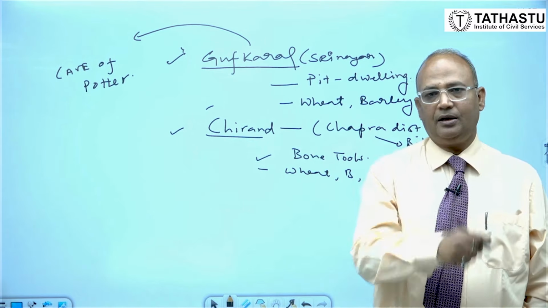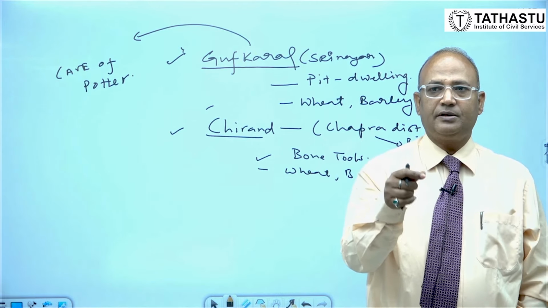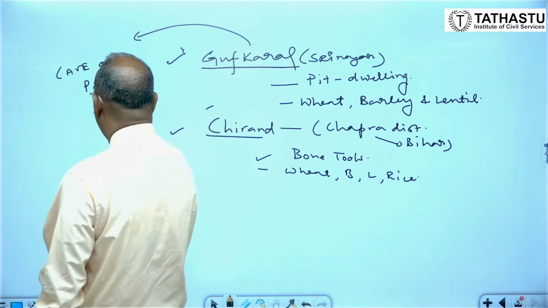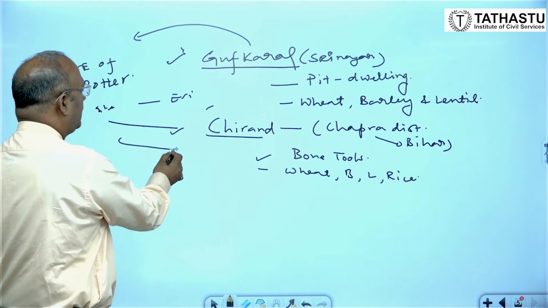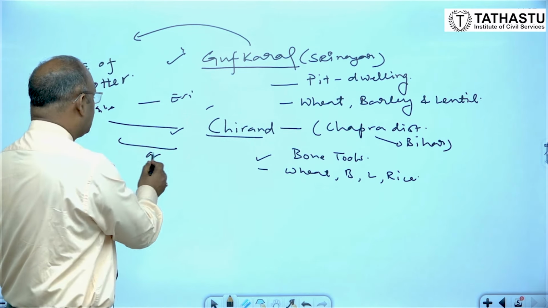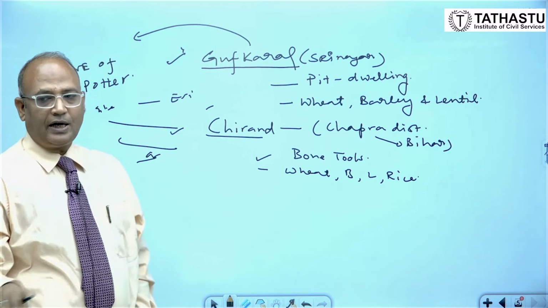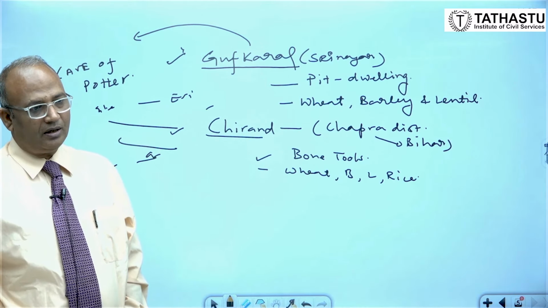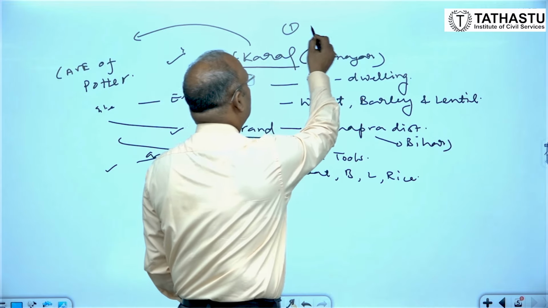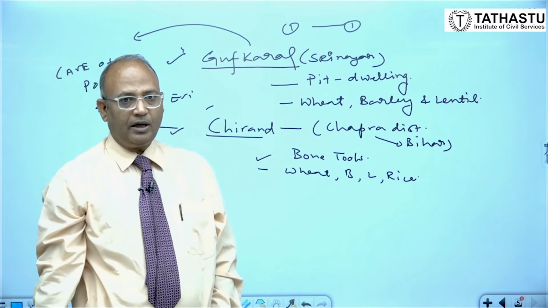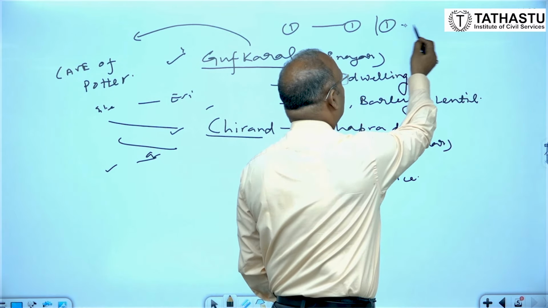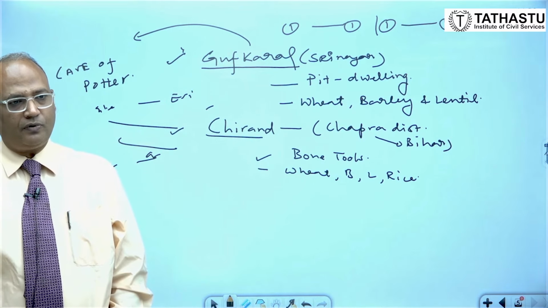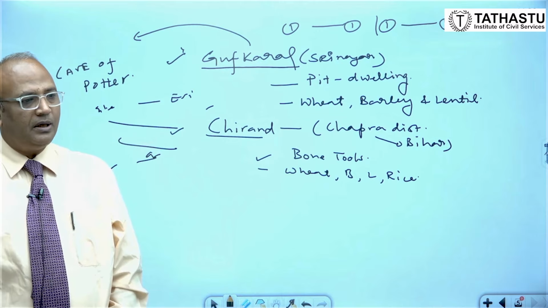From which of the following sites have we not got the evidence of wheat? They can give you four sites, or they can ask you one side site, other side evidence, match the following. Or they can give you four sites, four evidences: which is incorrectly matched, which is correctly matched. Earlier UPSC asked one question, one question. Now UPSC is asking one question, four questions. So the trend has changed absolutely. So these micro details must be learned.